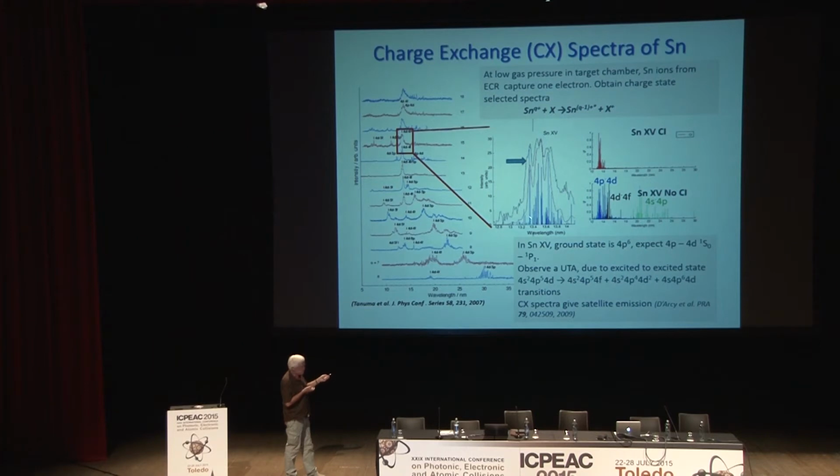But you get a feature which is much bigger than that, and that feature is due to satellites. Okay? And again, there's very strong configuration interaction in the satellites. So here you've got 4p to 4d, d to f, and p to s transitions all mixing to give you a big pileup of intensity in the UTA position.